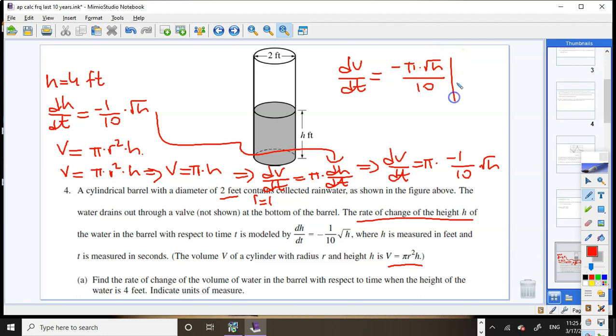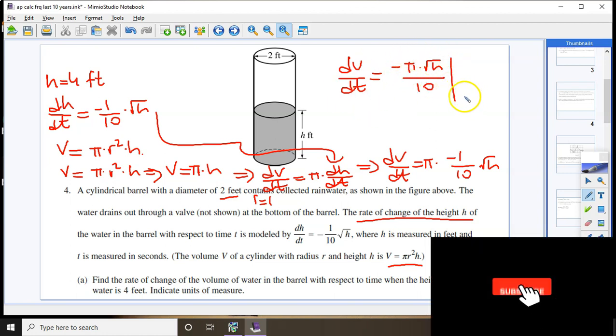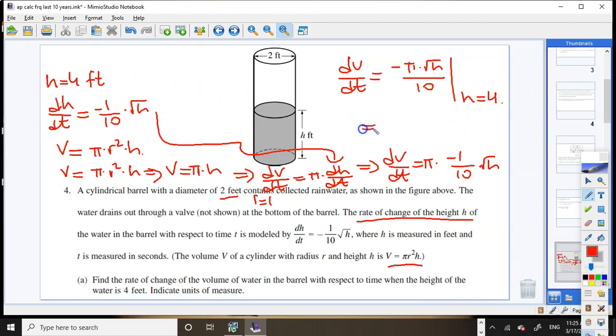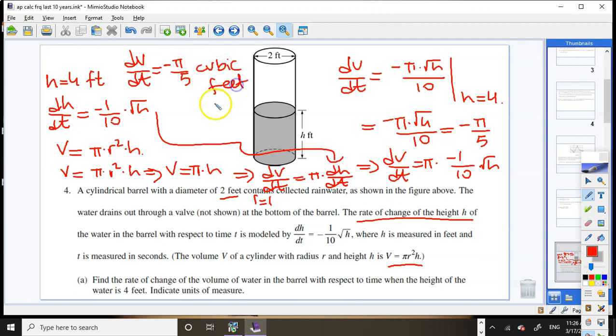We also need to evaluate this derivative at h equals 4, because the height is 4 feet. So this is equal to -pi times the square root of 4 over 10. As a result, it's equal to -pi/5. So the rate, dV/dt, is equal to -pi/5 cubic feet per second.